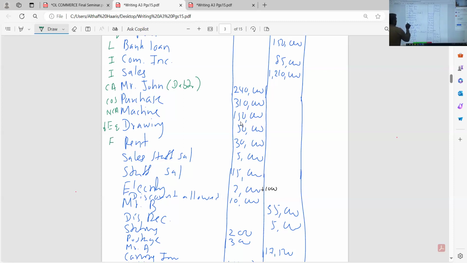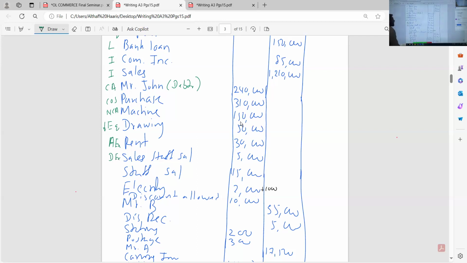Rent, admin expense. Sales staff salary. Tell me, sales staff salary under which category? Distribution or admin or finance? Superb, Zaharullah. Sales staff salary will come under, don't make the mistake ever, distribution expense.